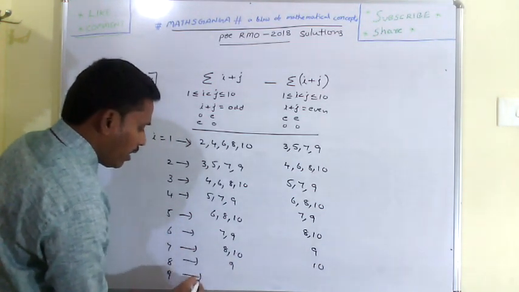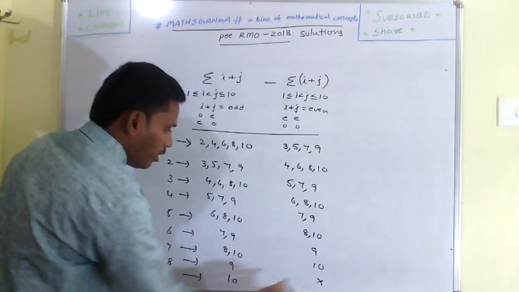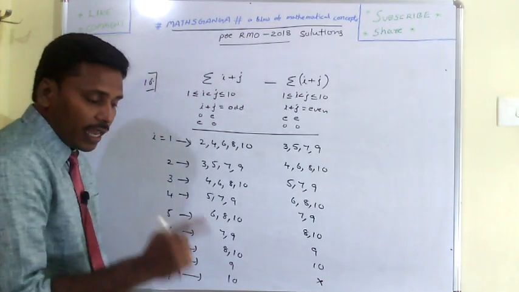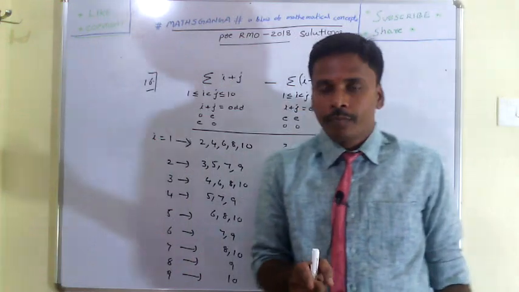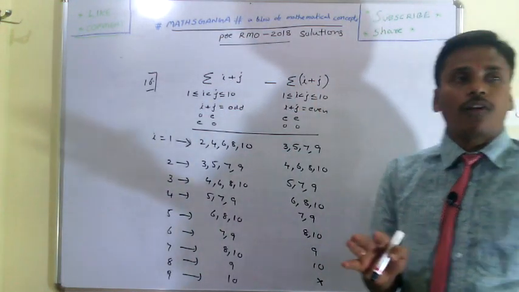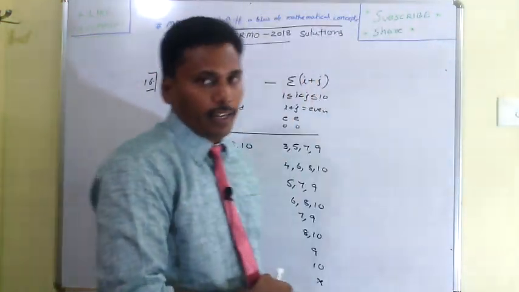And if it is 9, there it will have 10. No possibility here. Since i is less than j, clearly the largest possible value for i is 9 itself. No possibility for 10. Okay.